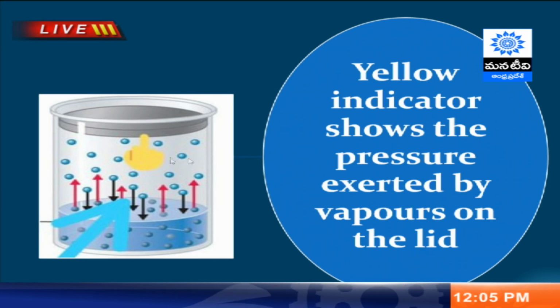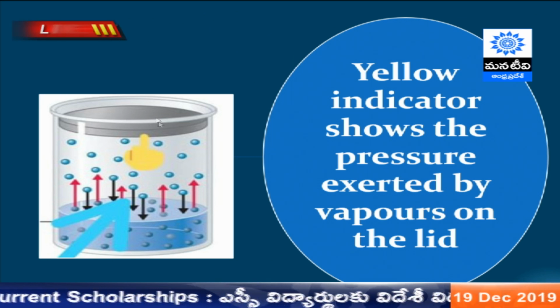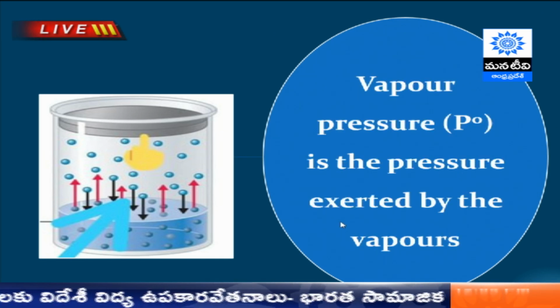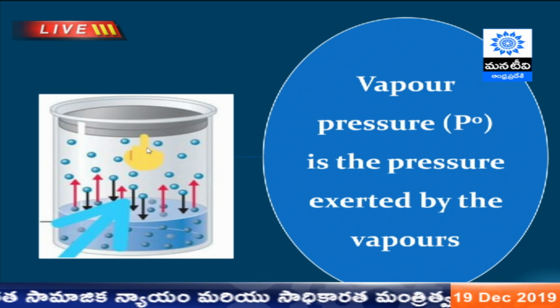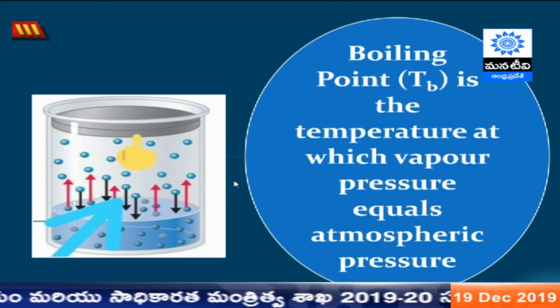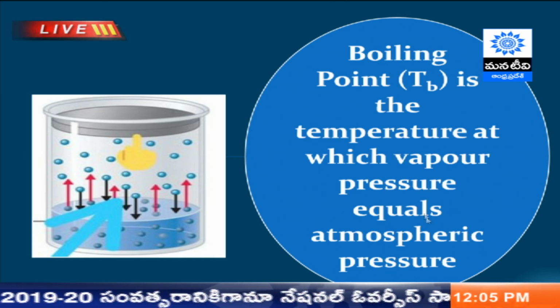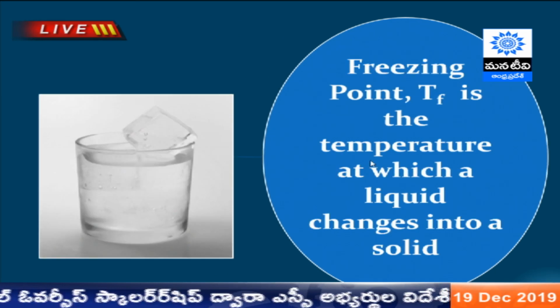Now, the yellow indicator shows the pressure exerted by vapors on the lid. So, this is the vapor pressure that is exerted on the lid of the container. The container is closed with a lid. What is vapor pressure? It is the pressure exerted by the vapors, as already has been told. Now, what is boiling point? Boiling point is the temperature at which the vapor pressure equals atmospheric pressure.